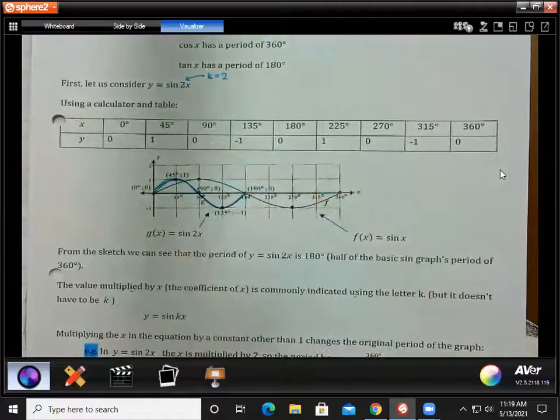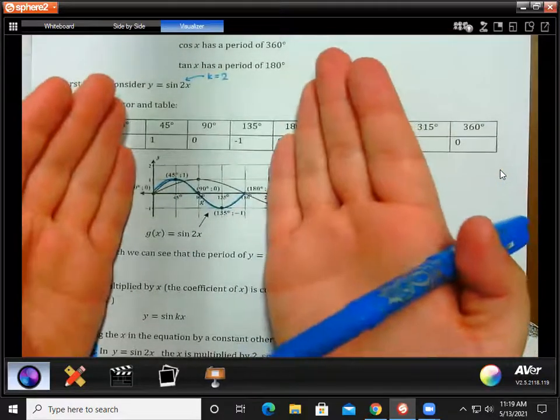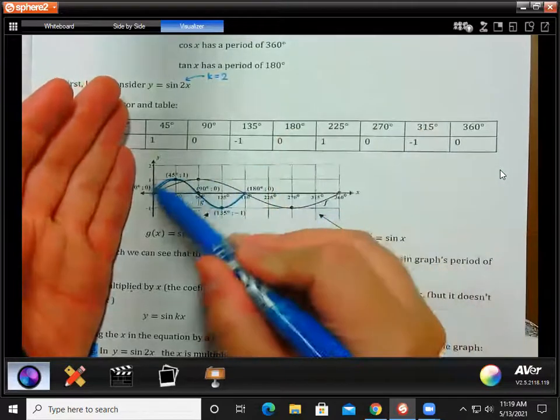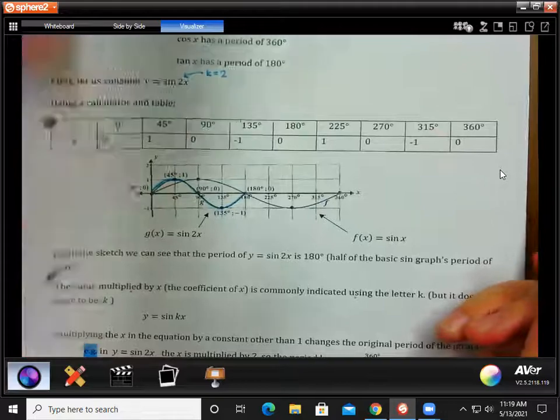Right? And what is the definition of a period of this type of graph? The distance, or how long it takes for one full curve. Usually it's 360 degrees. Now, do we see that it's actually 180? It only takes 180 degrees for a full sine curve to actually happen. All right, so that is what the 2 does.